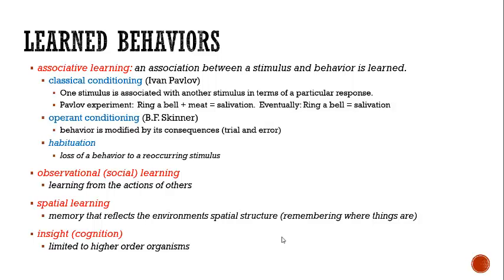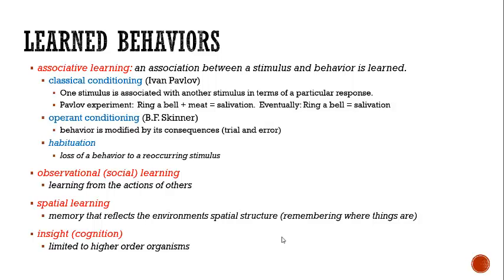There are multiple types of learning that we're going to be learning about. The first type is associative learning. Associative learning is when a link or an association is made between a stimulus and a particular behavior. There are two different types of associative learning. The first type is called classical conditioning.